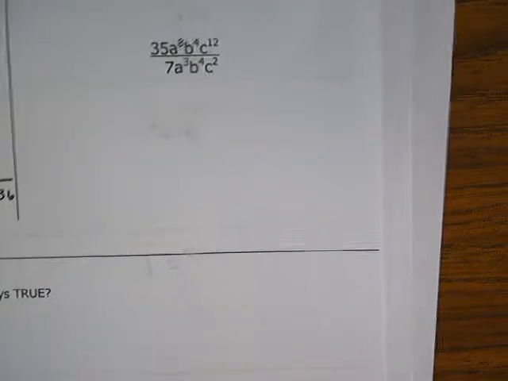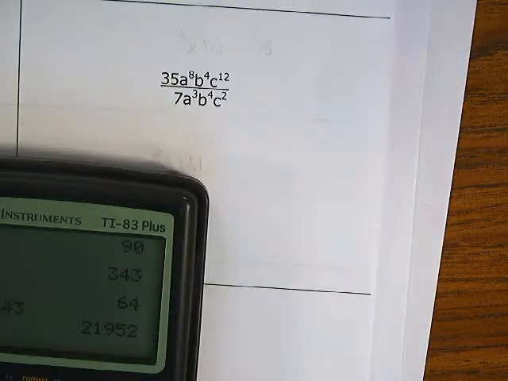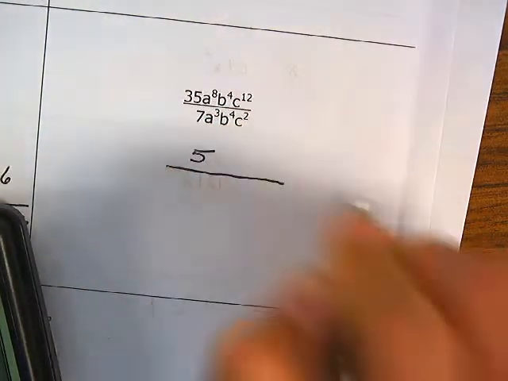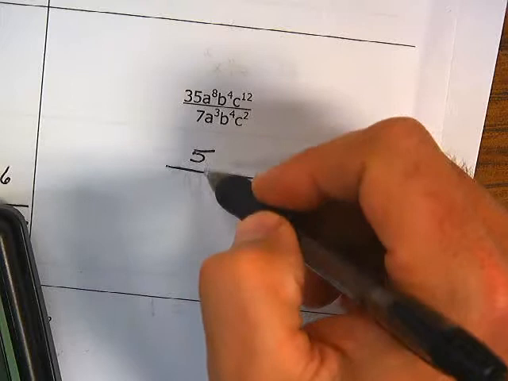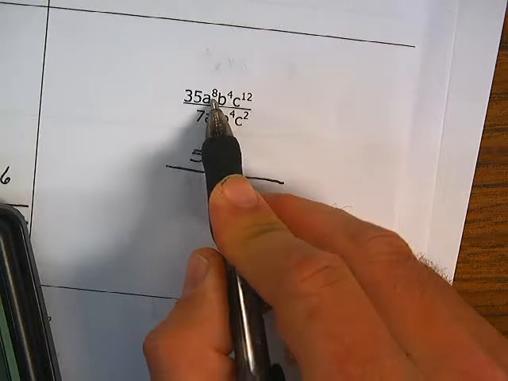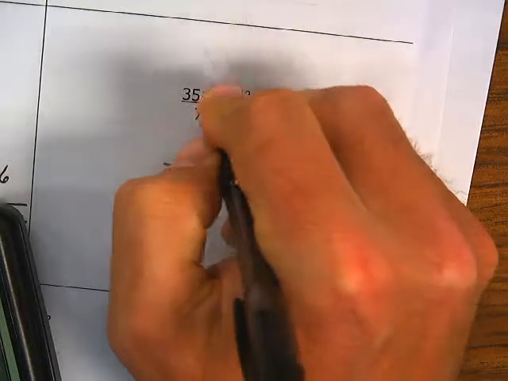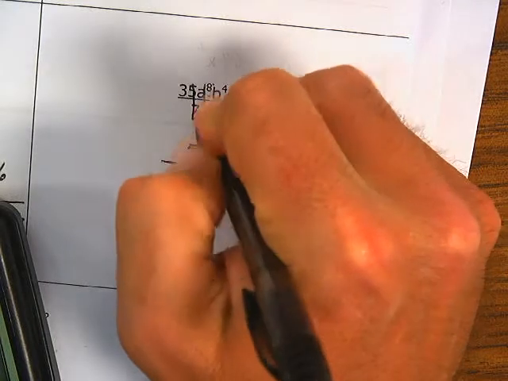And it looks like a quotient rule. Let's take care of the coefficients first. 35 divided by 7, that's 5, or 5 over 1. Now with the quotient rule, we have like bases, a's. Where's the a larger? It's larger on the top, so when we subtract the exponents, it's going to stay on the top. That'd be a to the 8 minus 3, which is 5.